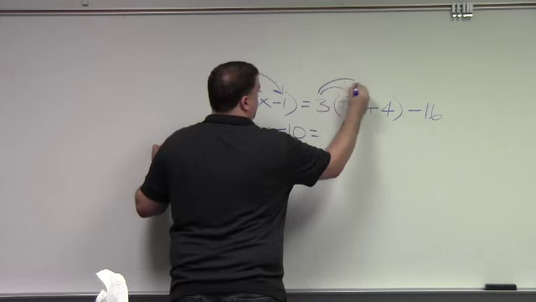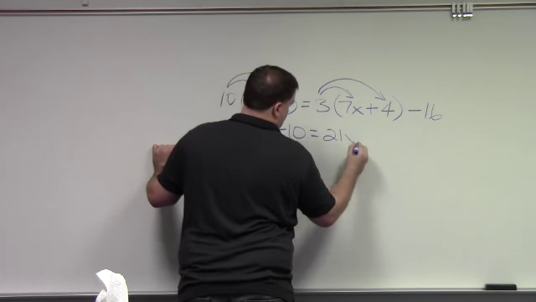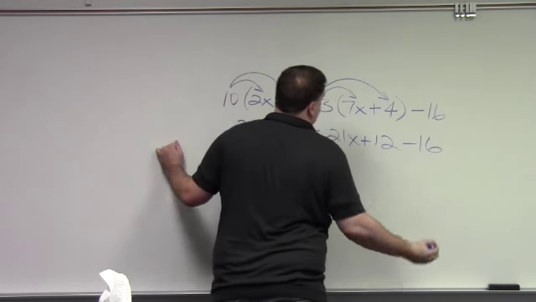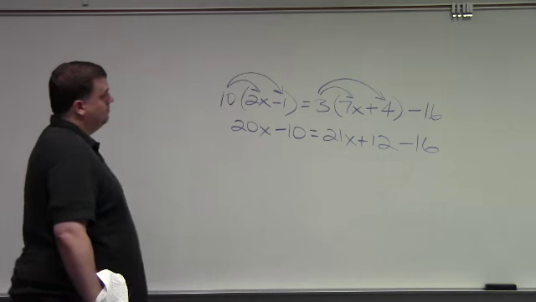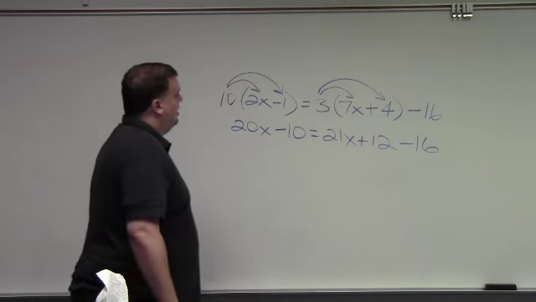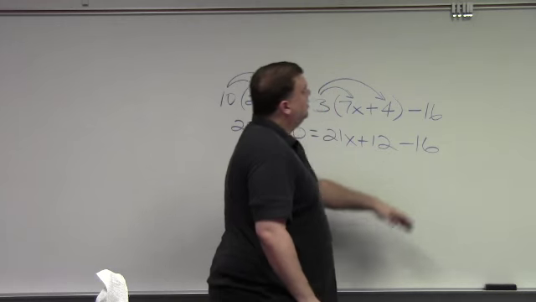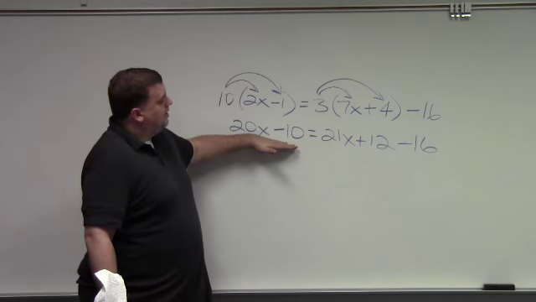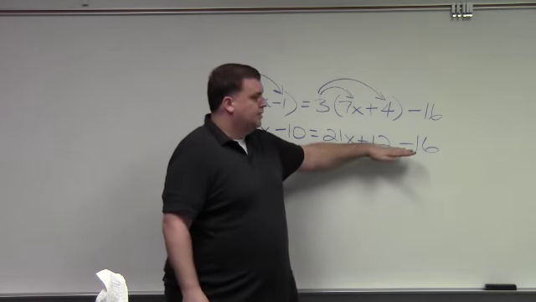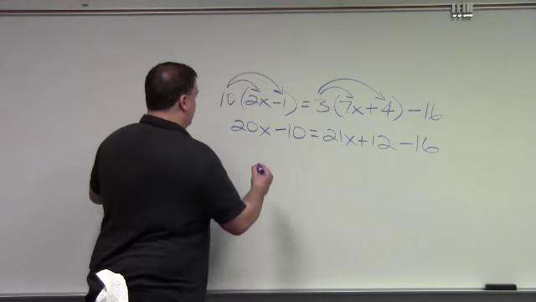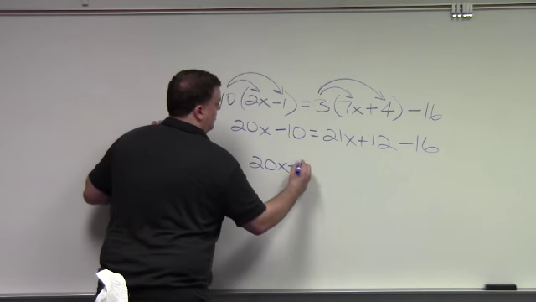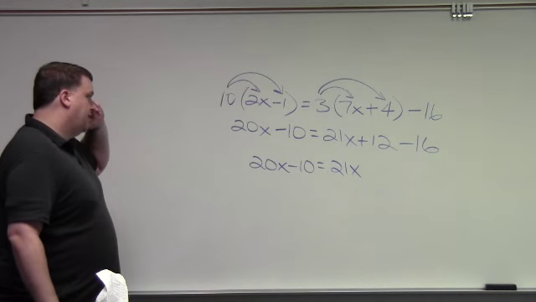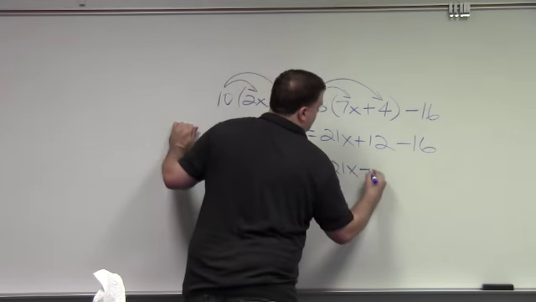3 times 7x is 21x, and 3 times 4 is 12. Why am I not multiplying that 3 times the -16? It's not in parentheses, it's just sitting out in front of the -16. So, can we add any like terms on the left side? Nope. Can we add any like terms on the right side? Yes, so let's take care of that. I'm going to write everything else down that we're not putting together. 12 minus 16 is -4.